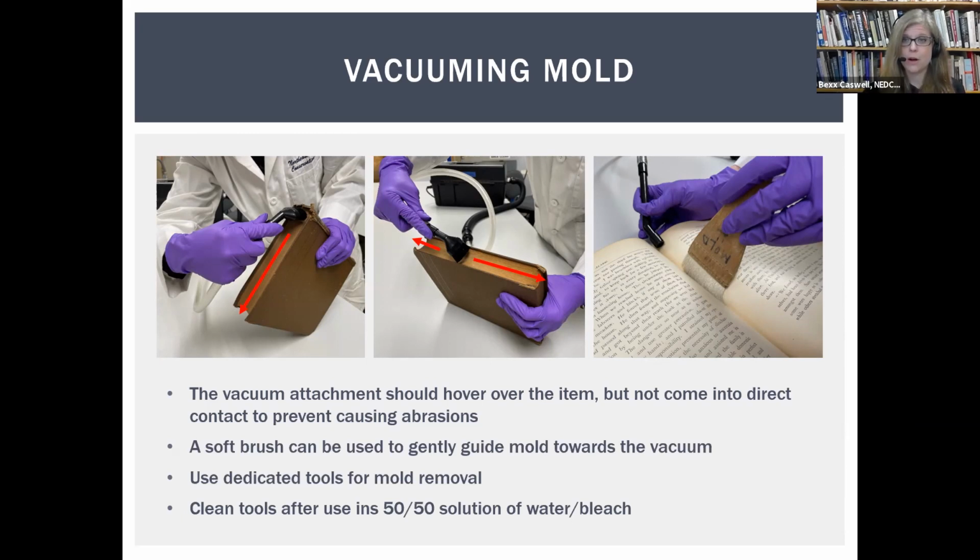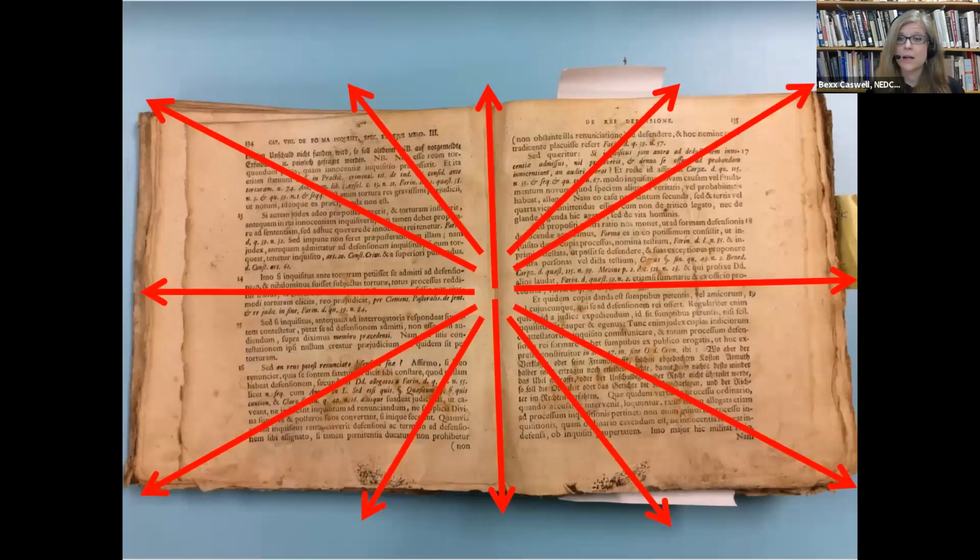If you're doing an open book, again, from the center out, maybe think about this Union Jack pattern. When I get to the edge, I'm going to lift up slightly so that I make sure I'm not accidentally snagging the edge of the paper. And just work slowly. It's not necessarily a race.